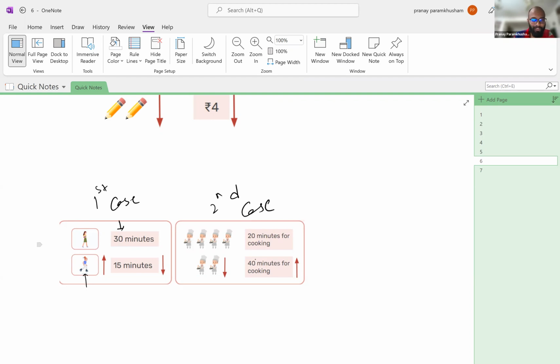In this first case, when a woman is just walking, she took 30 minutes to reach. Now here she's skating. She took 15 minutes to reach. The ratio to that is 30 to 15, which equals 2 to 1.